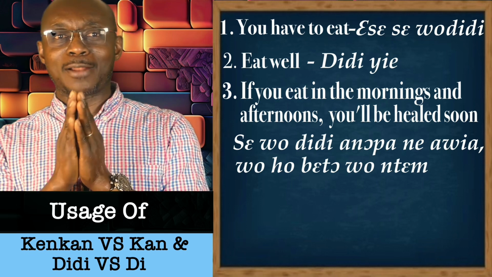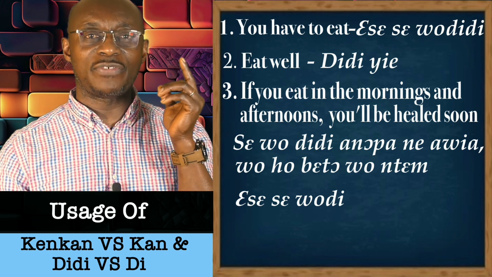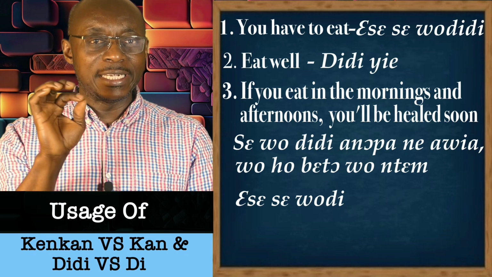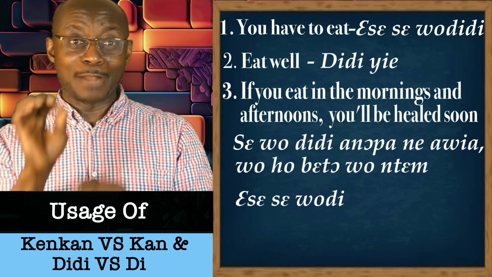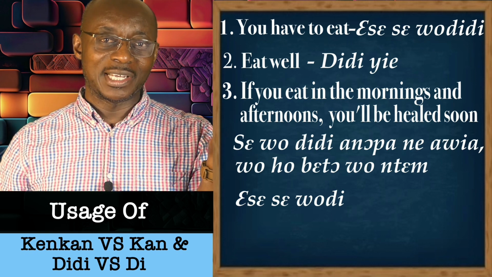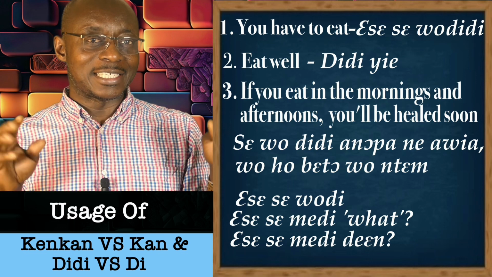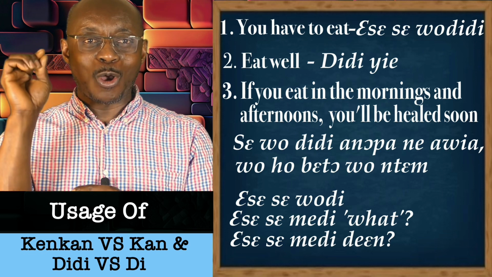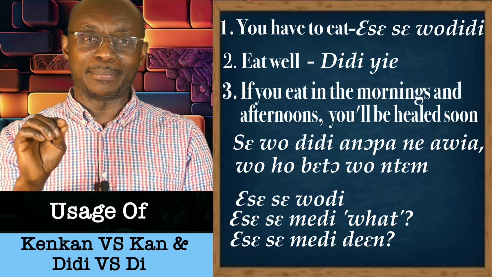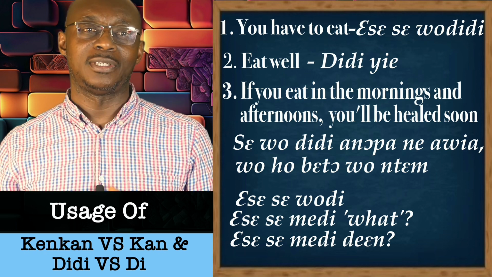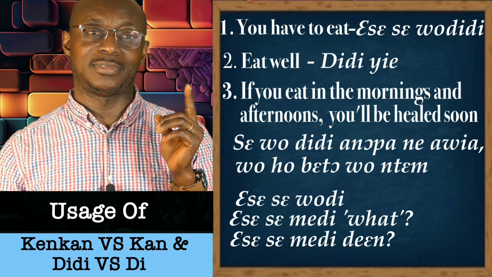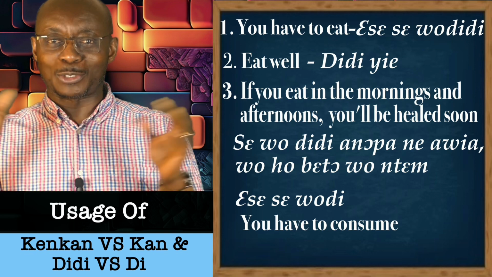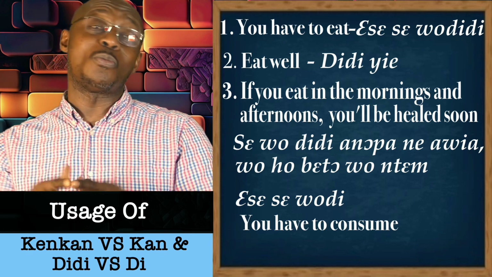For instance, you cannot say esese wudi without being specific as to what one should eat. If you say esese wudi, that's you have to consume, and you stop, your listener will ask you, esese midi what? Esese midi dien. That's I have to consume what? So di is always complemented by the name of the food or the type of food, but didi is not. Just as in English, if you say to someone, you have to consume and stop, he will ask you, I have to consume what?